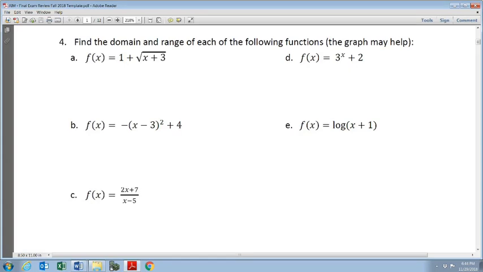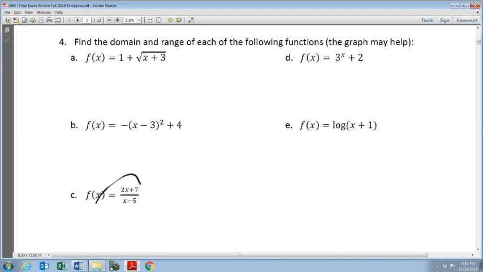Alright, so here we're finding the domain and range of these functions. Now, it might help to remember that our domain is normally all real numbers except for 3 special functions that we worked with this semester. The first one is, in fact, the radical function on part A there. We know that we can't take the square root of a negative number, so whatever's inside the radical has to be positive or it could equal 0. So with radical functions we have some restrictions.